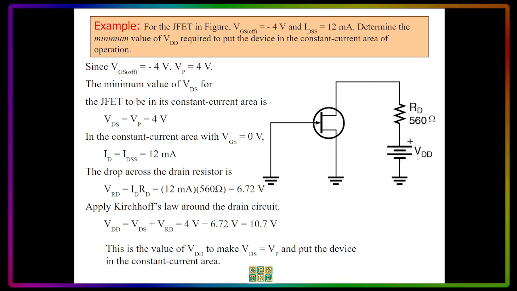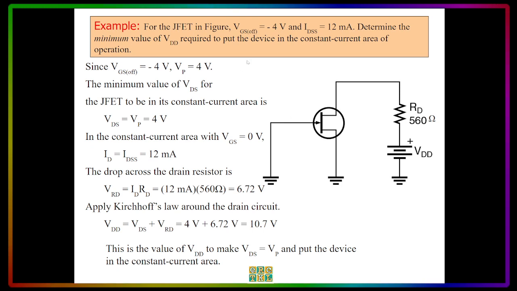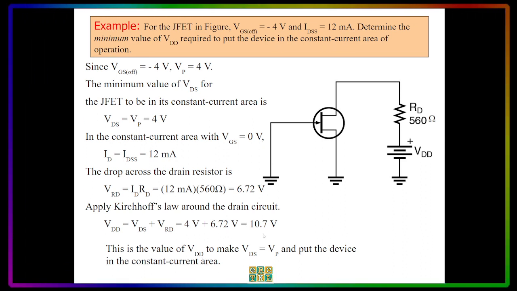Now, this is the value of the VDD to make the VDS, between the drain and the source, equal to VP. So that's the question here: determine the minimum value of VDD needed to put the device in the saturation point. So that will be equal to 10.7 volts.